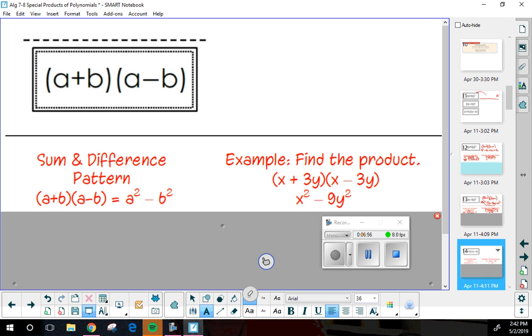In other words, when we have (a plus b) times (a minus b), where a and b are the same, all you have to do for this one is say a squared, b squared, and put a minus sign in between them. This is the easiest one.